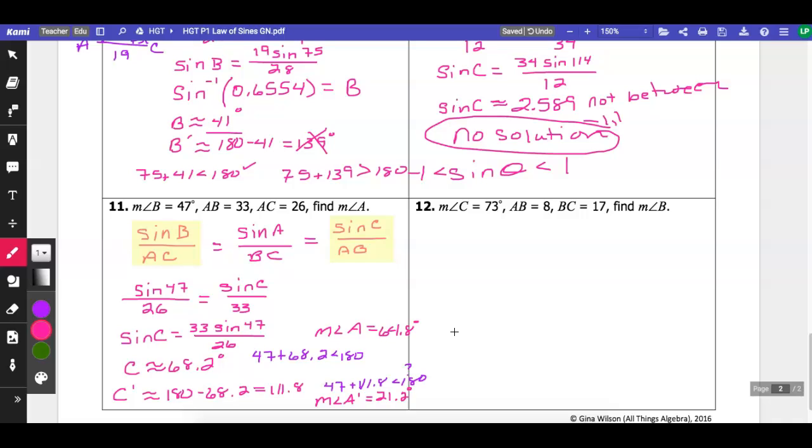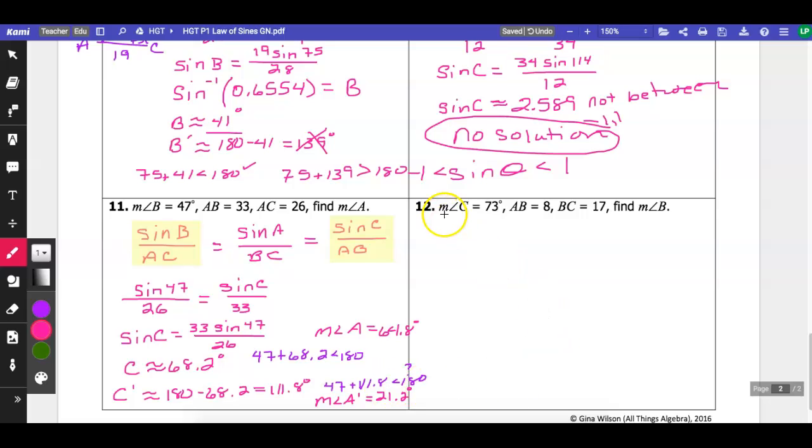So in this case, there are actually two different triangles that we could create. One triangle has angle measures of 47 degrees, 68.2 degrees, and 64.8 degrees. And the other possible triangle has angle measures of 47 degrees, 111.8 degrees, and 21.2 degrees. Okay, now you might want to rewind the video and watch that part over again, but let's try question number 12.